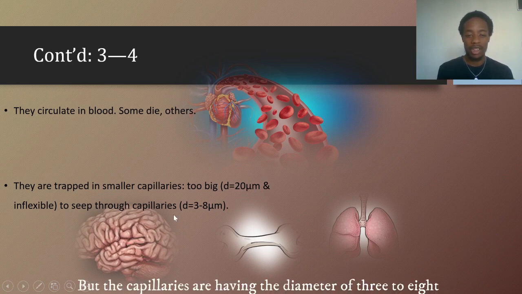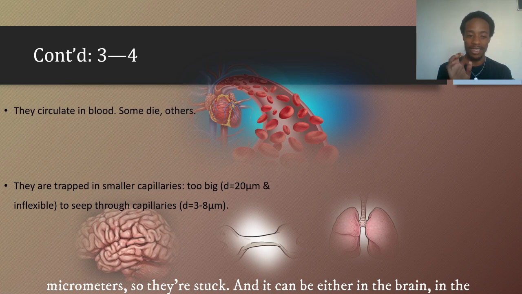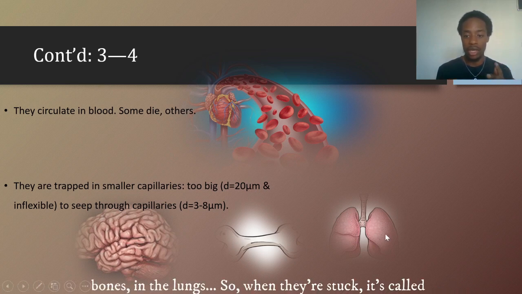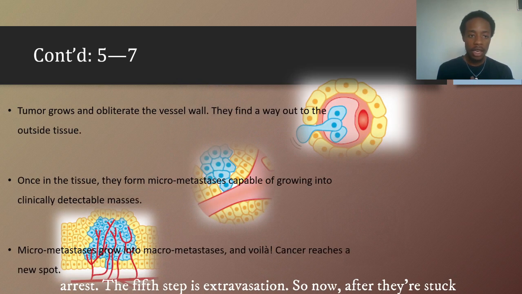But the capillaries have a diameter of 3 to 8 micrometers, so they're stuck. And it can be either in the brain, in the bones, in the lungs. So when they are stuck, it's called arrest. The fifth step is extravasation.